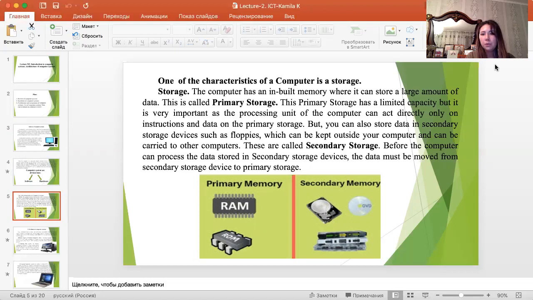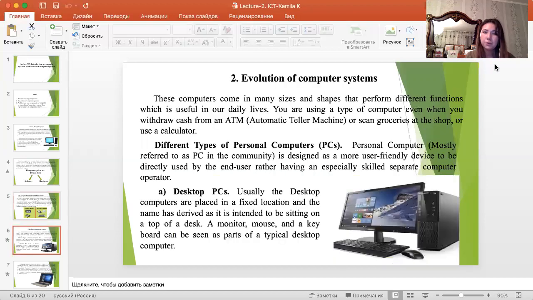But you can also store data in secondary storage devices such as floppies, which can be kept outside your computer. It can be carried to other computers. These are called secondary storage. Before the computer can process the data stored in secondary storage devices, the data must be moved from secondary storage devices to primary storage.